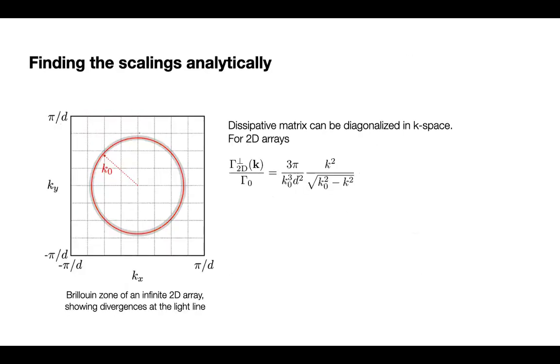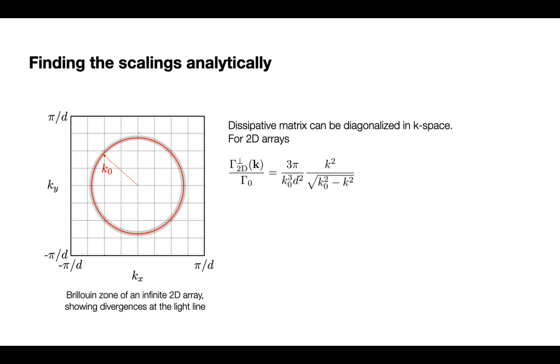So it turns out that you can write the decay rate in k space, and for a 2D array, it has this form, okay? So this is the Brillouin zone of an infinite 2D array, of course. And you see that there is a region in k space that corresponds to the light line, which is now a circle in 2D, where there is a divergence, okay? When k equals k0, where k0 is the resonance frequency over the speed of light, this expression diverges, which means that for these modes there is very large decay, in particular for an infinite array, infinitely large decay. Okay, this is all single particle, second line, super easy.